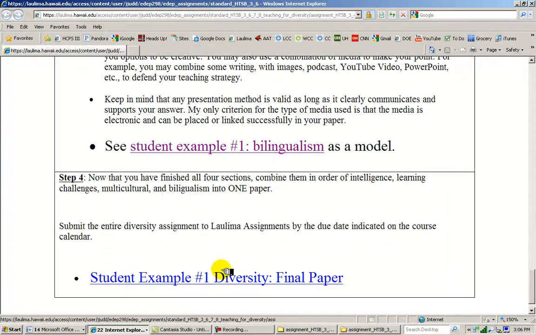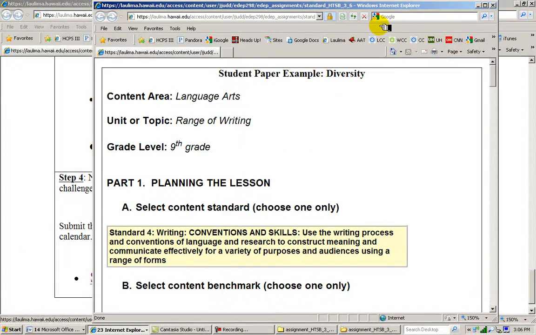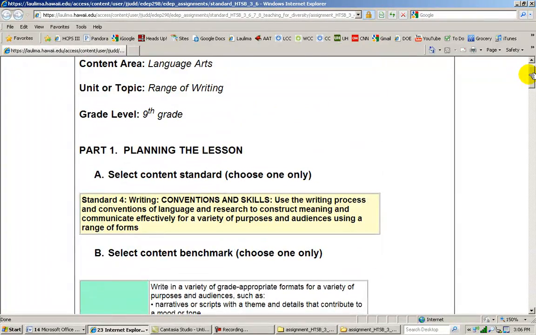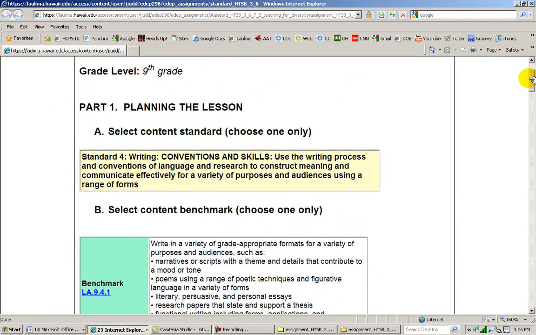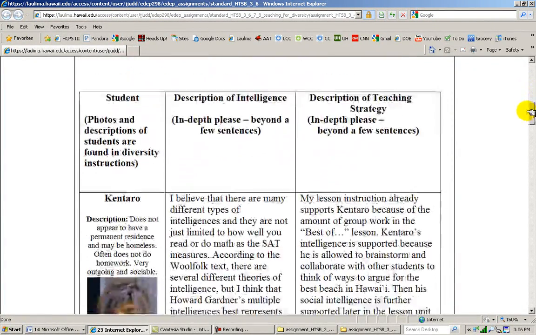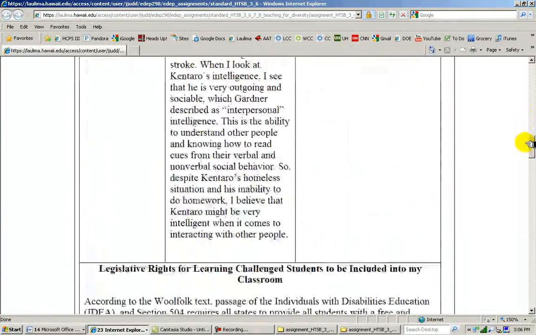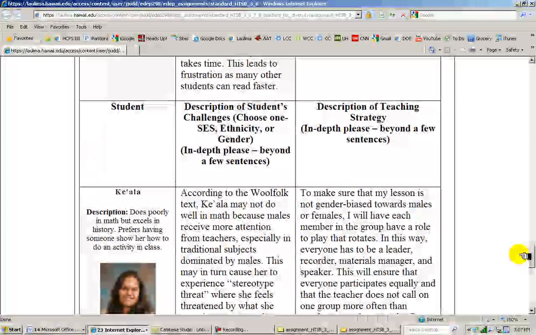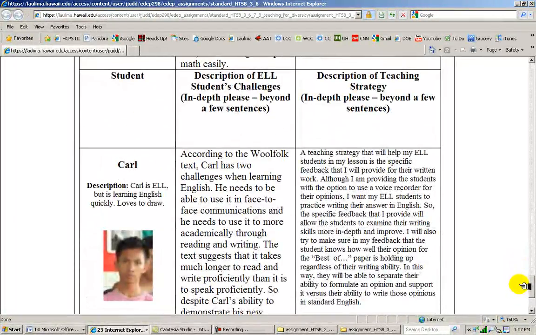When completed, you would put all of the 4 sections, such as intelligence, learning challenges, multicultural, and ELL, into one long paper so that you can show your future principal that you have the ability to be aware of and adapt your lesson plan to support all types of learners. So here we have the intelligence paper, and we have the learning challenge, then we have the multicultural section, and then finally the ELL section.